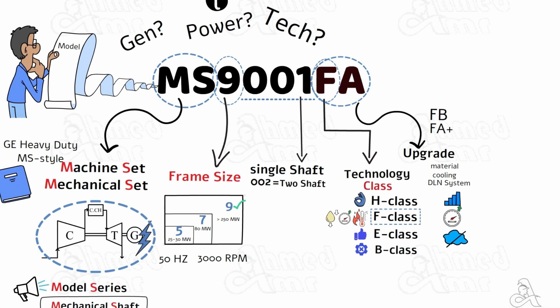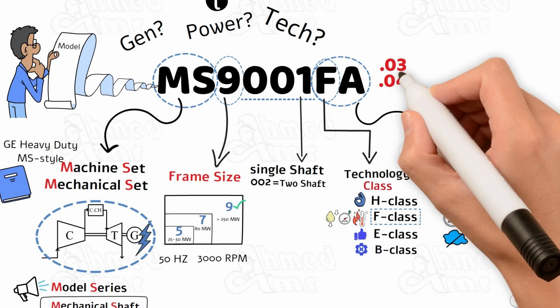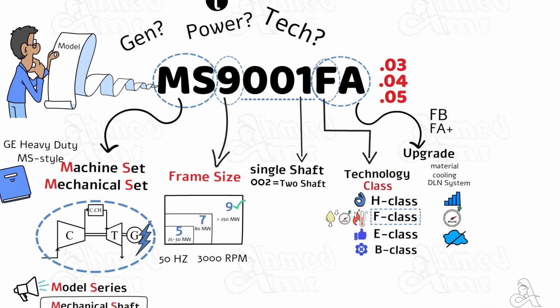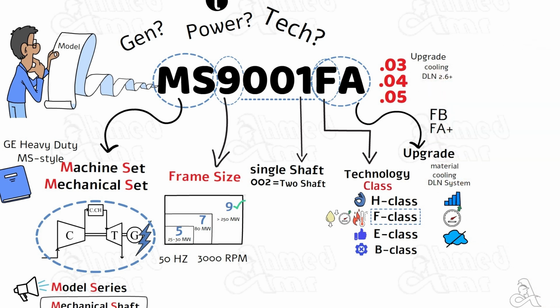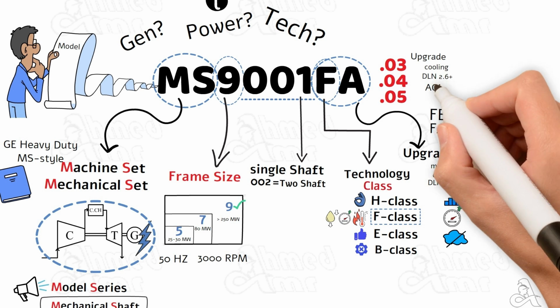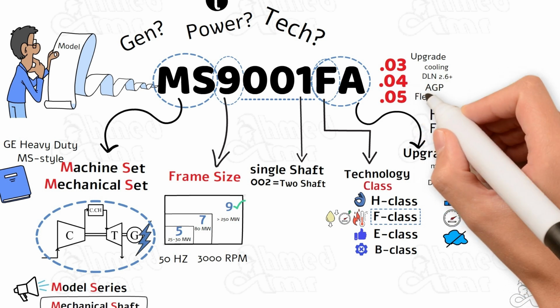Numbers after the A, like 0.03, 0.04, 0.05, are additional upgrade packages. These may include better cooling systems, newer DLN versions like DLN 2.6+, improvements in the hot gas path, or more fuel flexibility.